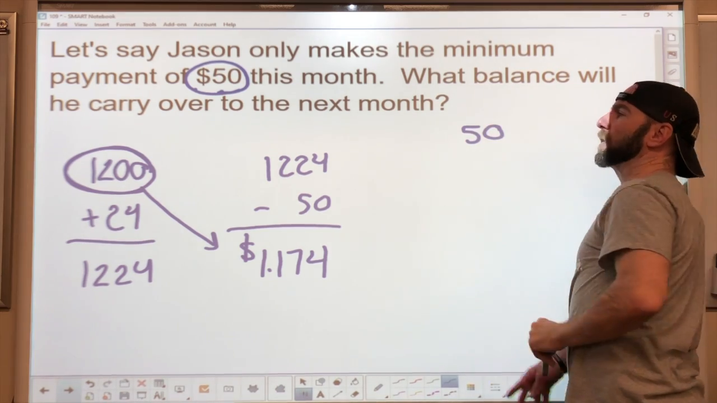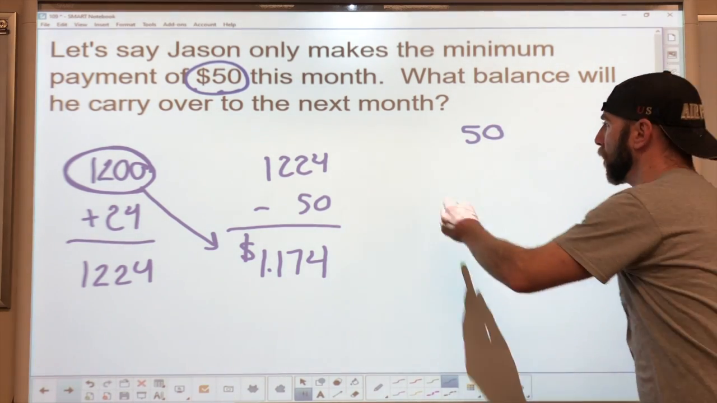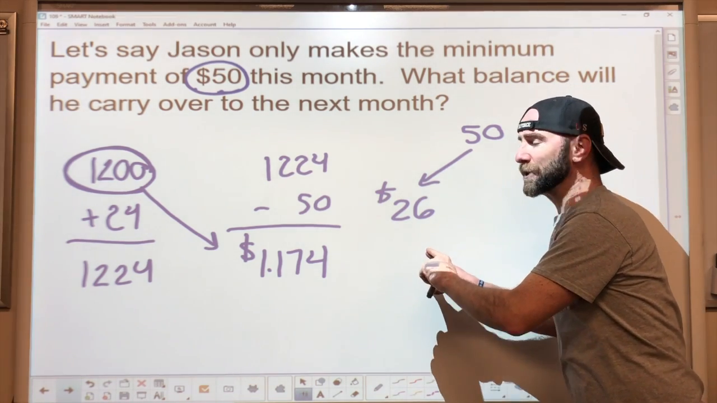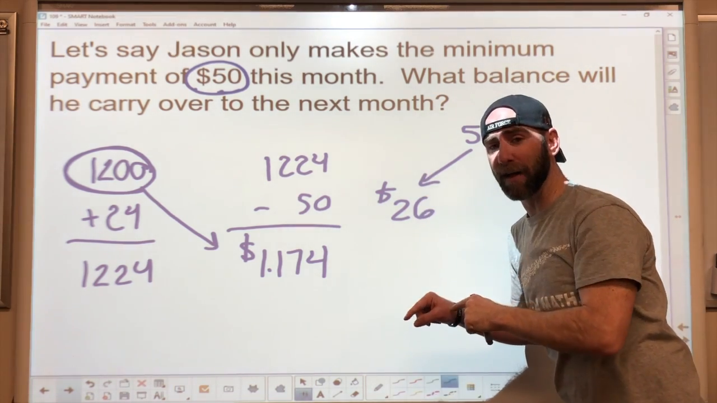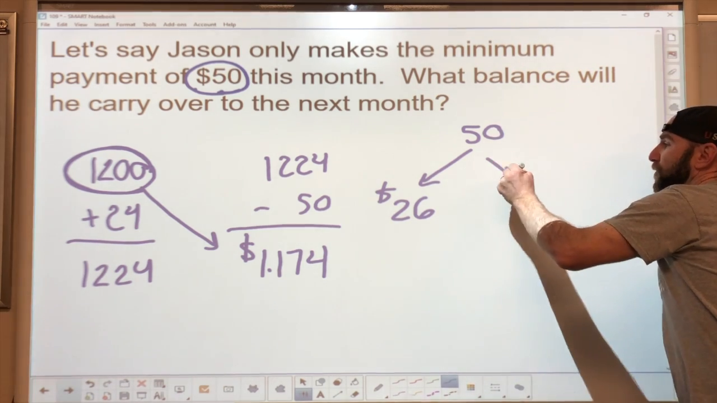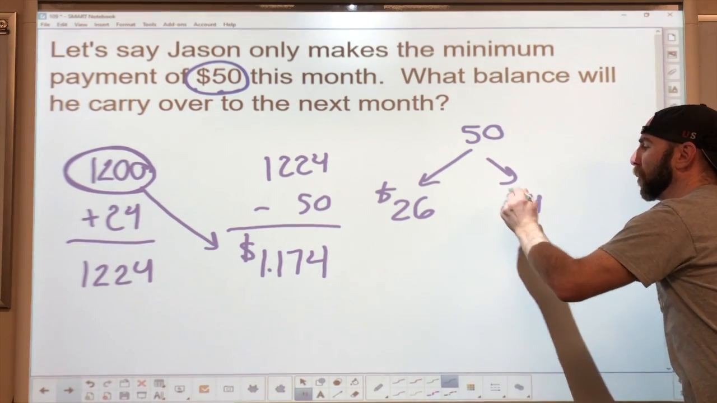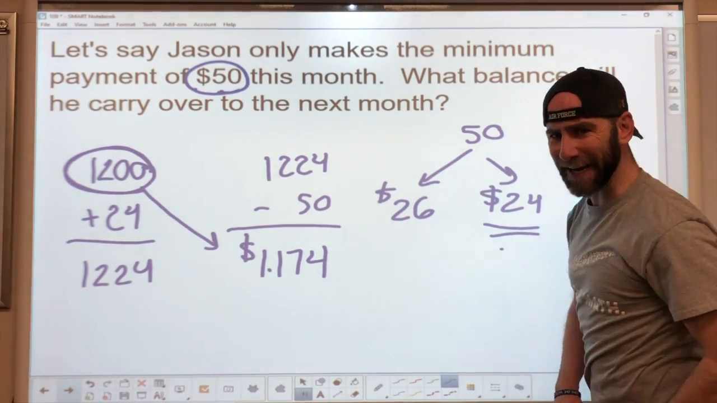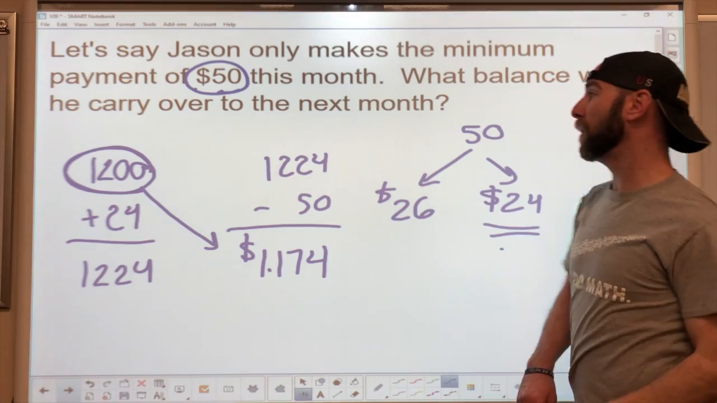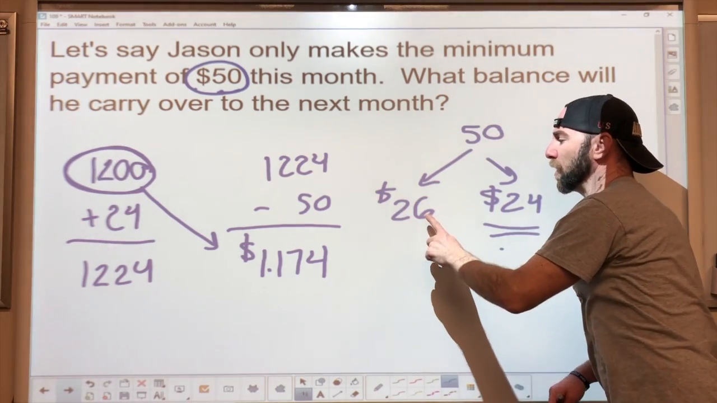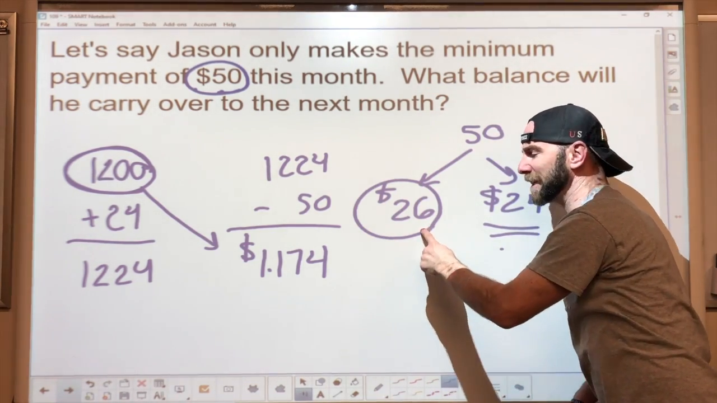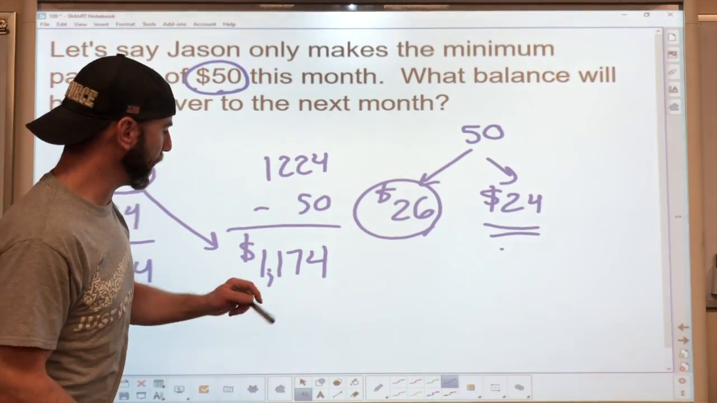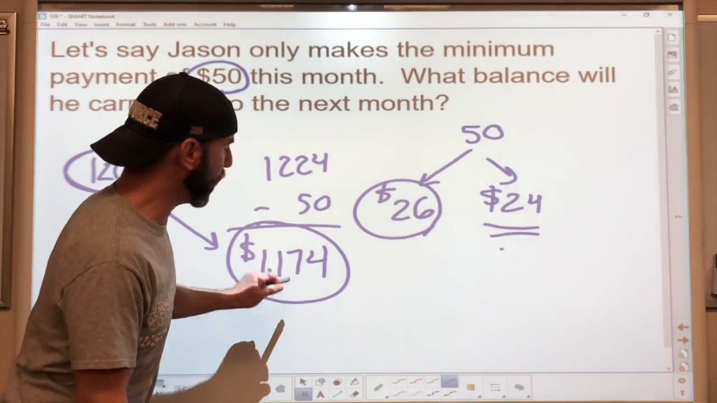Jason just gave the card company $50. Well, $26 went to actually paying off the balance. The other $24 went directly into the card company's pockets. That's their profit. So $50 to only recoup 26 is a really bad deal. So again, let's refocus on how much Jason still owes the company.